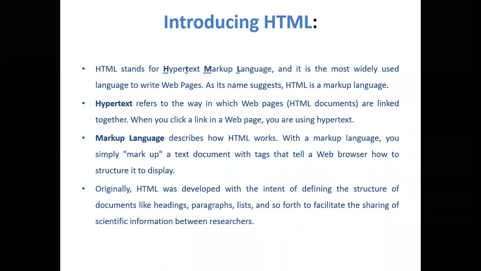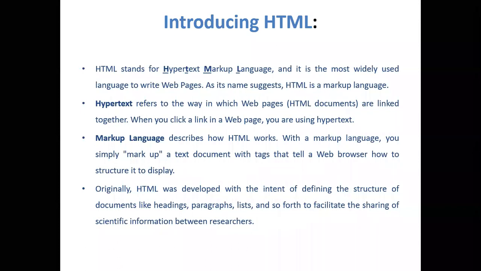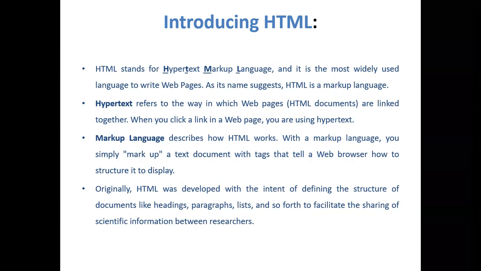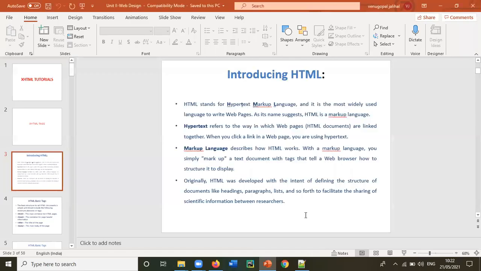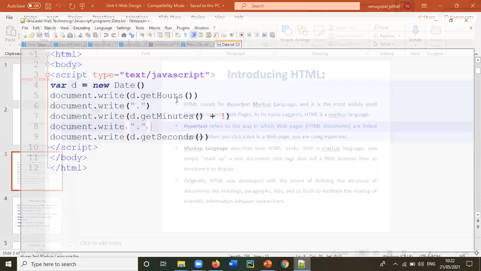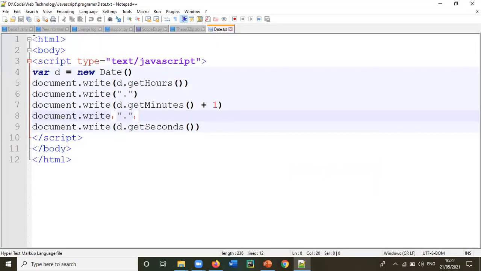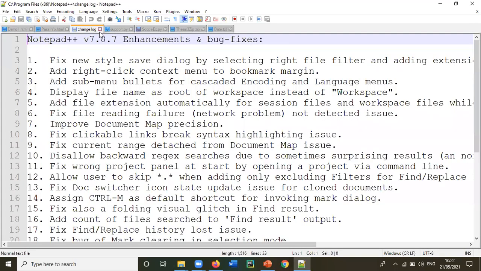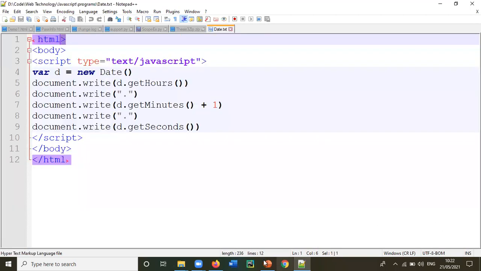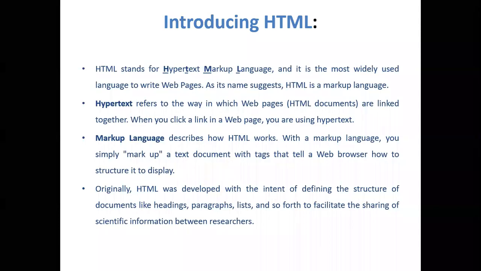Markup language shows how HTML works. We are marking up the code. When we see the code, we'll get to know what marking up of the code is. For example, here is the HTML code. See here, we have the opening bracket and then the closing bracket. Any code of such type is called markup code, or the markup language. That is why we call HTML a markup language.